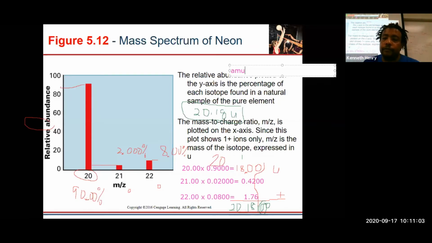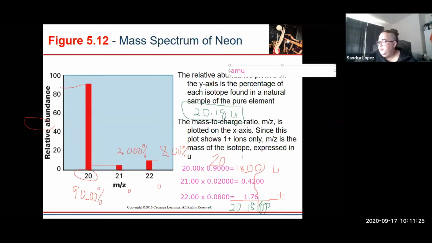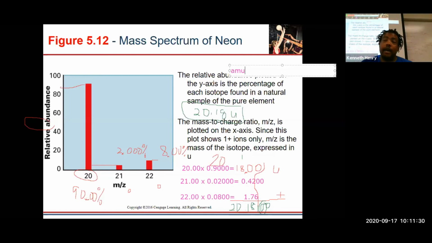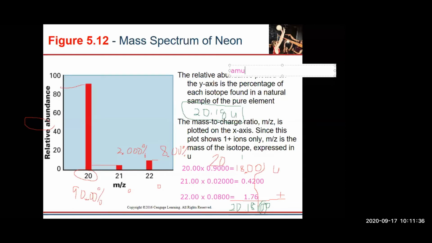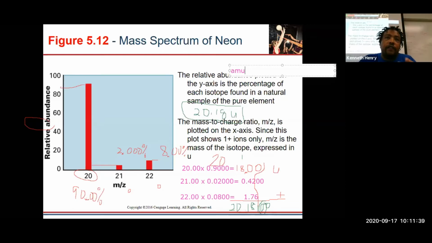Piece of cake so far? You get it, Hector? Yep. Okay, so how does this compare to what we got on our periodic table? What was the value for the atomic mass for neon? 20.180. We did pretty good, right? So that gives us an idea of how much of each of those isotopes occurs in nature.